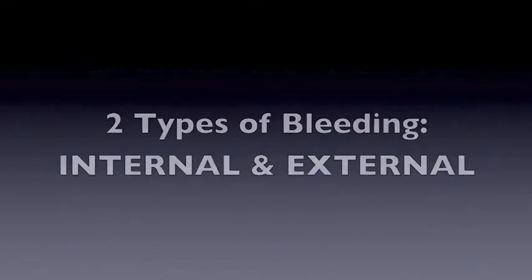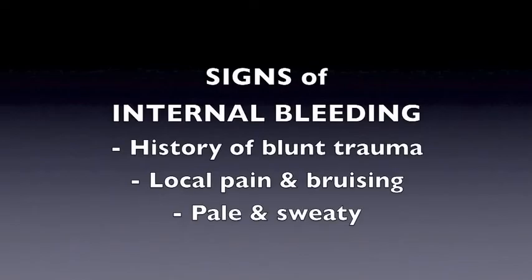There are two main types of bleeding that I'm going to tell you about today. The first one is called internal bleeding, and the second one is called external bleeding. Internal bleeding occurs when the wound where the blood is coming from happens inside the body. Causes of internal bleeding may be a car accident, a high fall, or other types of trauma. Sometimes you can have internal bleeding due to medical conditions, such as ulcers. The way that you can tell someone has internal bleeding is by bruising, and sometimes they get very pale and sweaty.